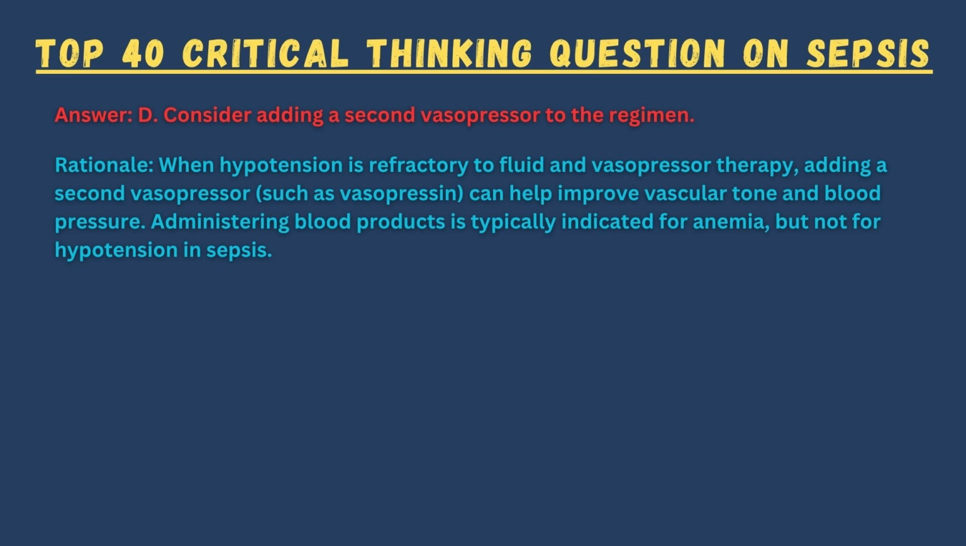Rationale: When hypotension is refractory to fluid and vasopressor therapy, adding a second vasopressor, such as vasopressin, can help improve vascular tone and blood pressure. Administering blood products is typically indicated for anemia, but not for hypotension in sepsis.